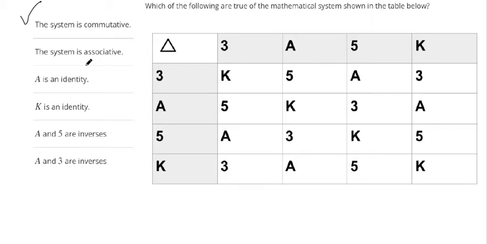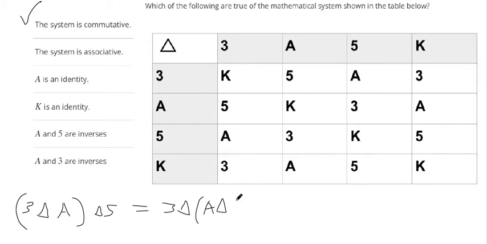If it's associative, that means you could swap the grouping and you still get the same thing. So an example would be that 3 triangle A with parentheses around it, meaning we have to do that first, and then triangle 5, should be the same thing as 3 triangle parentheses A triangle 5. Okay, so let's check that out real quick.